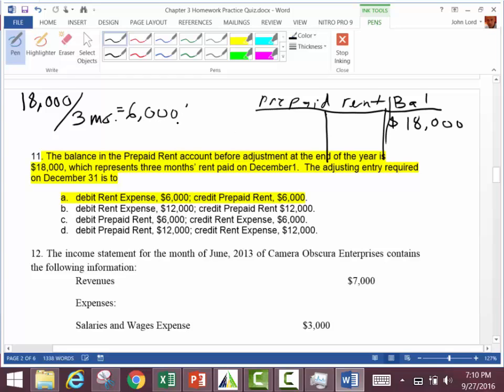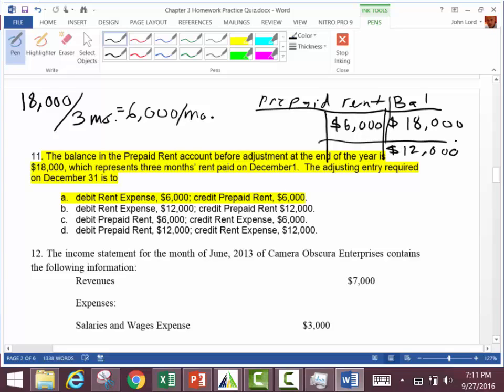Good. Okay, so at December 31st, how many months have gone by? 1. Okay, give me the journal entry. That could go in the same T account as the prepaid one. Okay, where do you want to put it? So credit prepaid rent. Okay, it's for 6,000. Nice. What's the balance now? Balance is now going to be 12,000. Good, good. Nice and neat.